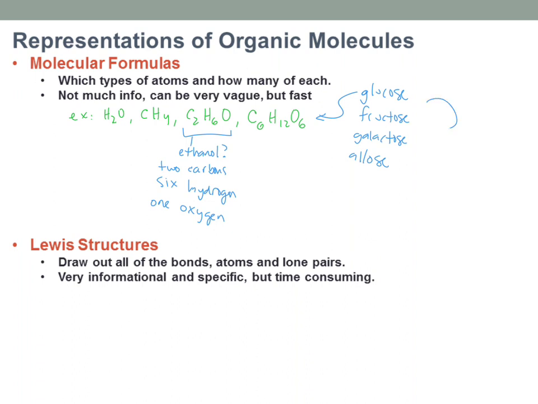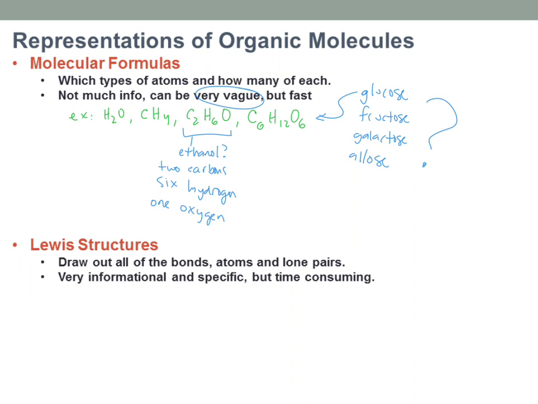I don't know which one of these you're talking about if you tell me C6H12O6. It's pretty vague. But it is much faster. It's way faster than drawing out glucose or fructose to try to describe the molecules. So you'll see these. These are easy to use if you want to find a formula weight of something, or a molecular mass, some sort of molar mass. But there's just not that much information in a molecular formula.